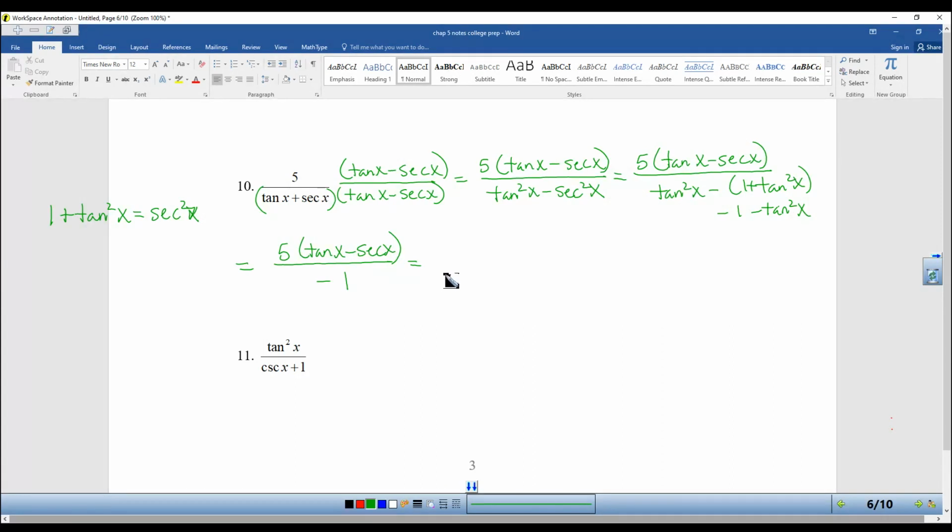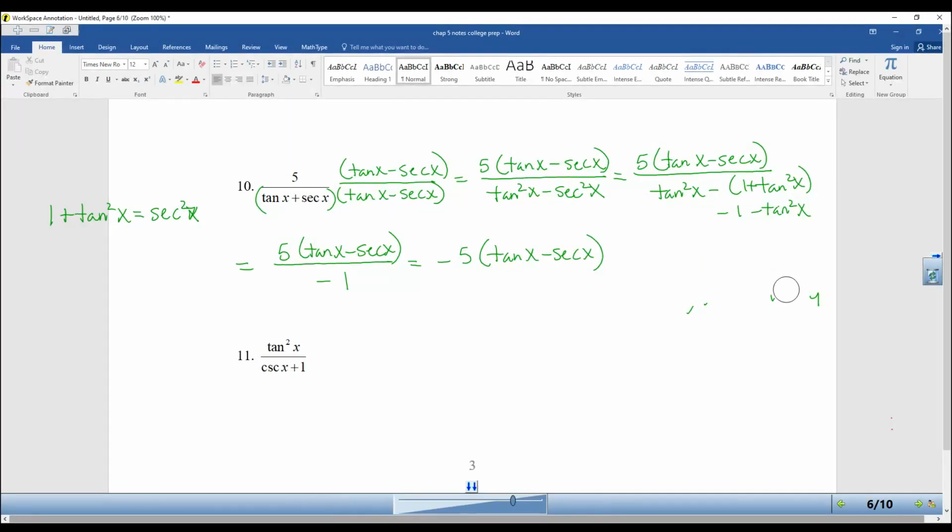Now most people, when they have a negative on the bottom, they just move it to the top. For example, if you had 3 over negative 4, most people would write that either as negative 3/4 or negative 3 over 4. This is very unusual. So we'll move that negative up to the top with the 5. And this is a great answer.